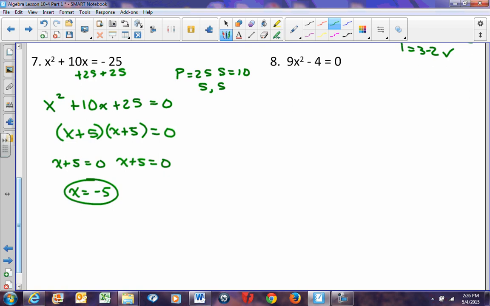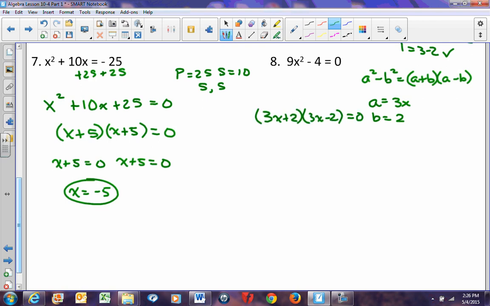Next problem, number 8. 9x squared minus 4 equals 0. That's in standard form. If you notice, it's a perfect square, isn't it? It's an a squared minus b squared, which factors to an a plus b times an a minus b, if you forgot. My a term is the square root of 9x squared, which is 3x. My b term is the square root of 4, which is 2. So I have 3x plus 2 times 3x minus 2 equals 0.